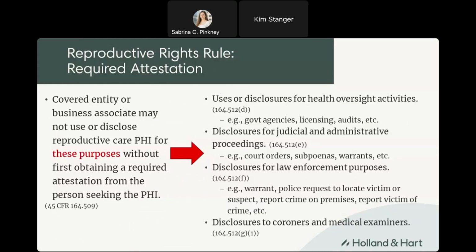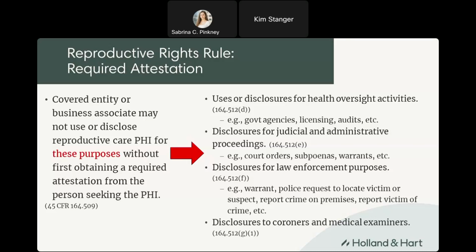All right, so that's the first part of the reproductive rule. The second part is in those situations where somebody comes in and asks for the information. Even in those situations, the covered entity or business associate has to request a required attestation, and they can't provide the information without this required attestation. So the covered entity or business associate may not use or disclose reproductive care protected health information for certain purposes without first obtaining a required attestation from the person seeking the PHI.